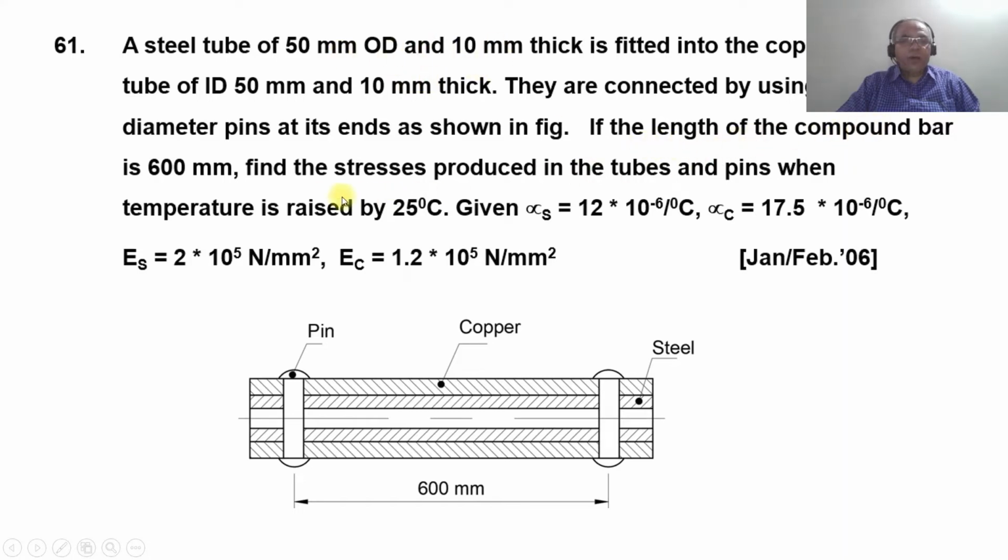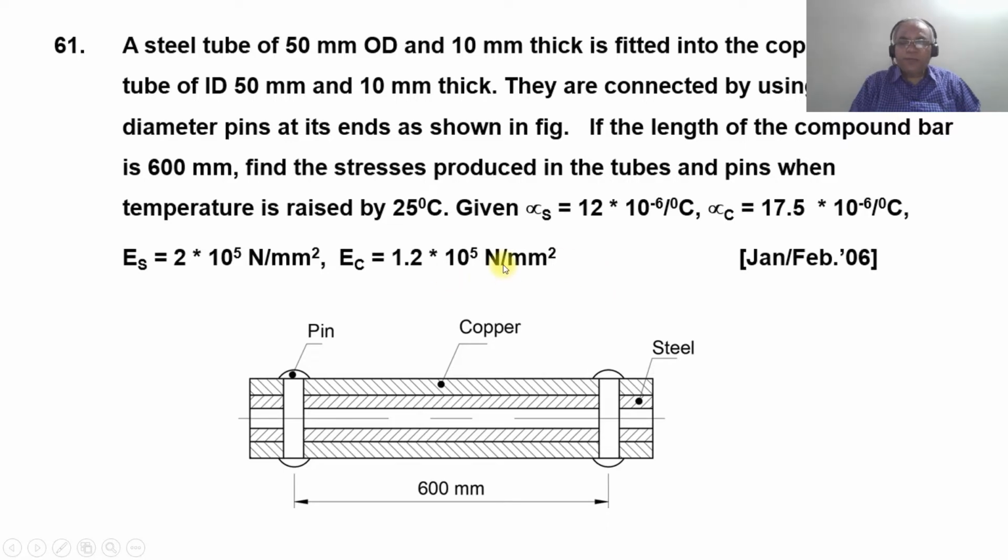If the length of the compound bar is 600 mm, find the stresses produced in the tubes and pins when the temperature is raised by 25 degrees centigrade. Given the coefficient of thermal expansion of steel is 12 into 10 to the power of minus 6 per degree centigrade, and of copper is 17.5 into 10 to the power of minus 6 per degree centigrade, and Young's modulus of steel is 2 into 10 to the power of 5 Newton per mm square, and Young's modulus of copper is 1.2 into 10 to the power of 5 Newton per mm square.